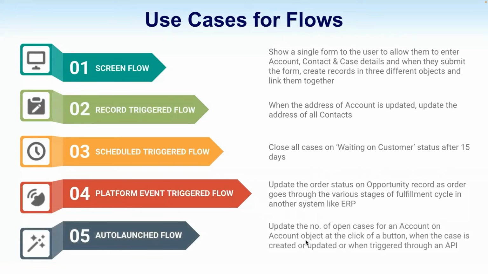And then you can use auto launch flow when you want to update the number of open cases for an account from 3 different places. Like let's say when you want to update the number of open cases through the click of a button, or whenever a case record gets created or updated, or you may even want to update it through an API call. So rather than building 3 different flows, create an auto launch flow and just call it from 3 different places.